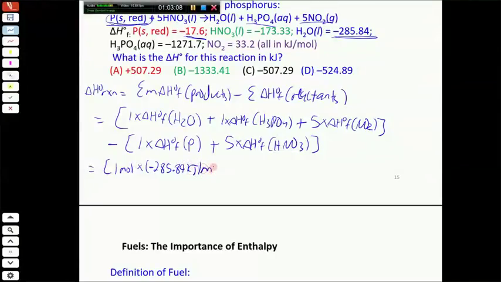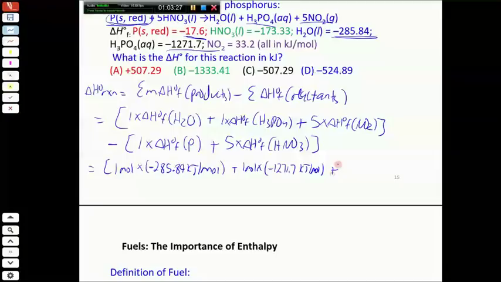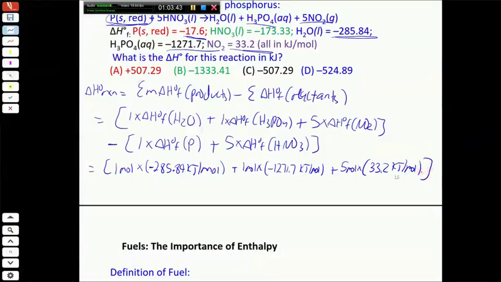So 1 mole of water times minus 285.84 kilojoules per mole plus 1 mole of phosphoric acid times its delta H of formation, which is minus 1271.7. And then we have 5 moles of NO2, and its delta H of formation is given as positive 33.2. All right, so again, the easiest way to mess up one of these problems is by messing up a sign. So those are the products, and then we're going to subtract from that the sum of all the reactants.